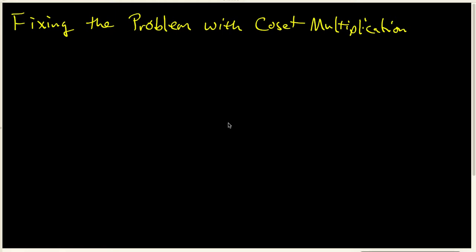In the last recording, we found out that coset multiplication is not always well defined. And in this recording, what I want to do is work on fixing the problem with coset multiplication that we discovered in the last video.